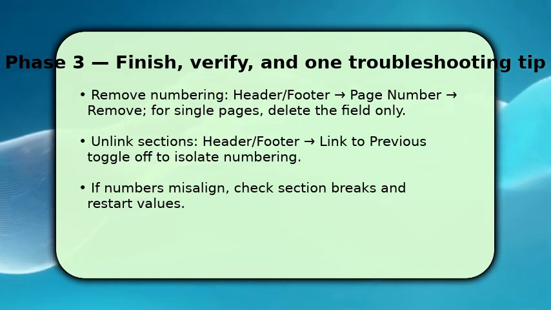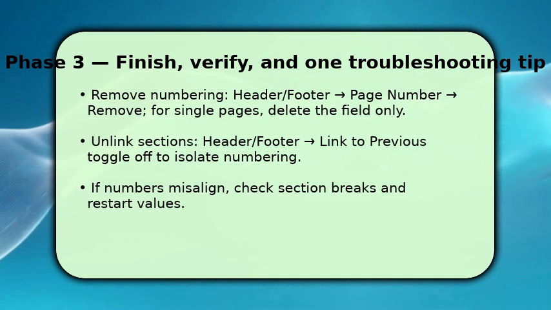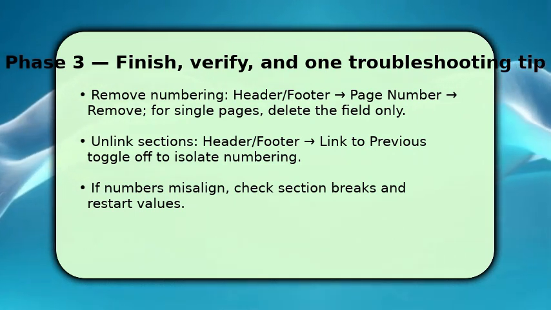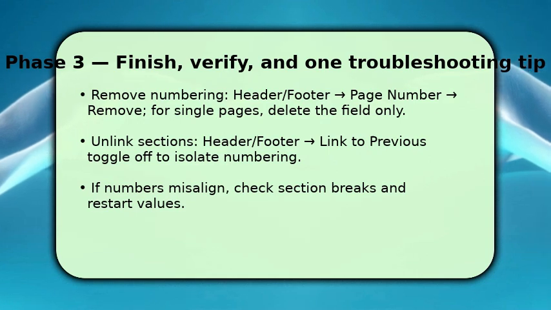Make sure sections are unlinked when you want different numbering. Toggle Link to Previous off. If numbering still looks wrong, check your section breaks and the start at value. Correcting those two items fixes most issues quickly, so you won't be stuck.